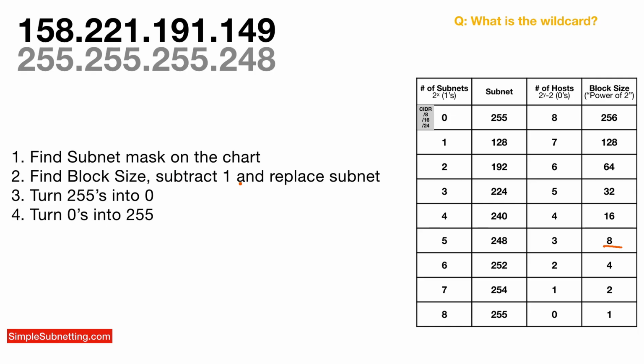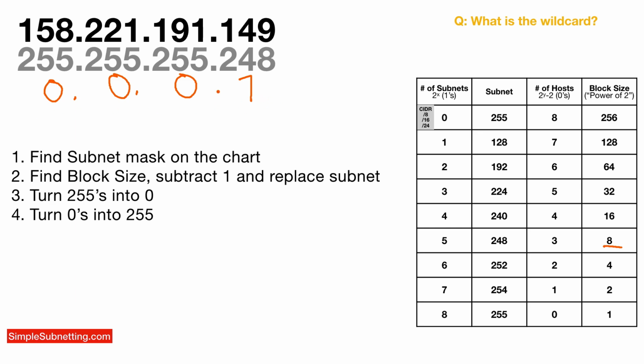Find the block size and subtract 1 and replace the subnet. So 8 minus 1 is 7. Now turn all the 255s into 0. So it'd be 0, 0, 0. And this is the wildcard. If there was a 0 here, we would change it to 255. But there's not one. So this is the wildcard.